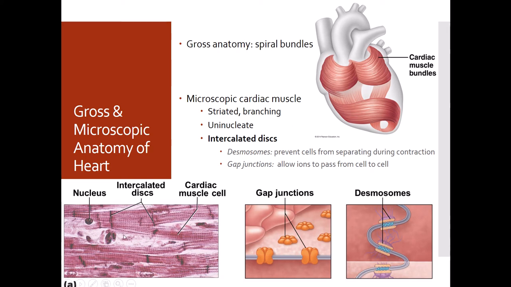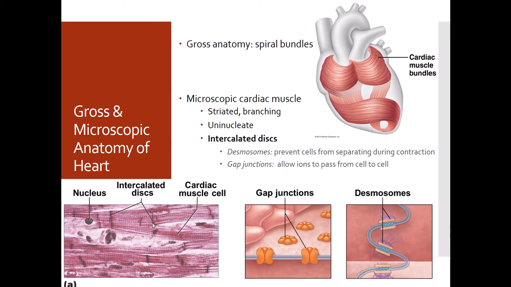We also will look at cardiac muscle microscopically. It is a striated muscle, so it has sarcomeres. It is not straight. It's very much a branching type muscle. The cardiac cells themselves tend to be short and fat, and then they are connected by these very special connections called intercalated discs. And the intercalated discs have a twofold purpose.